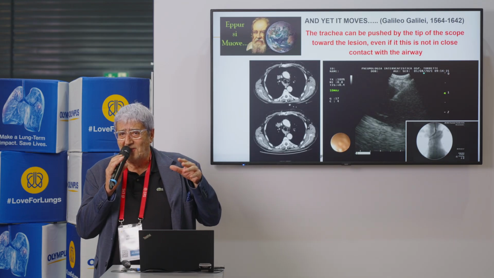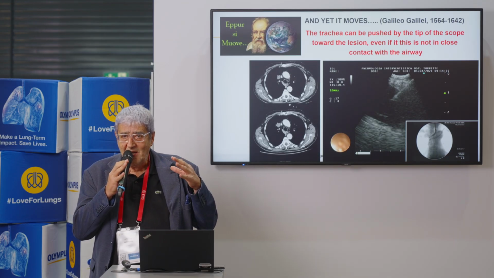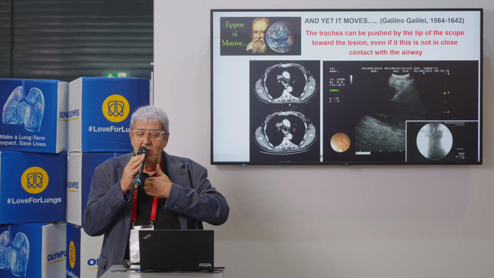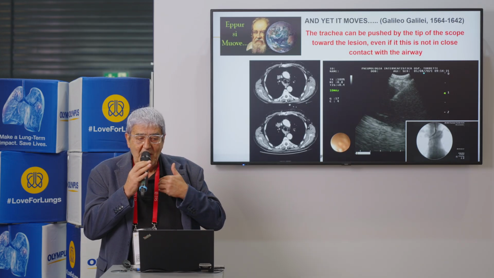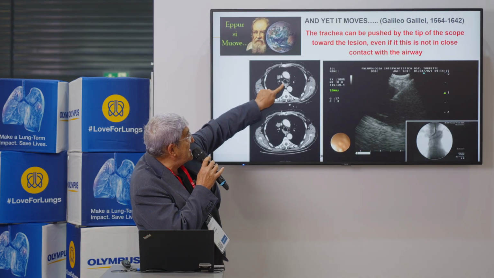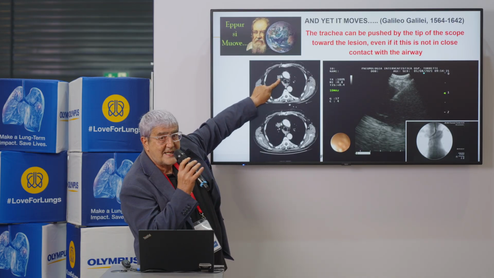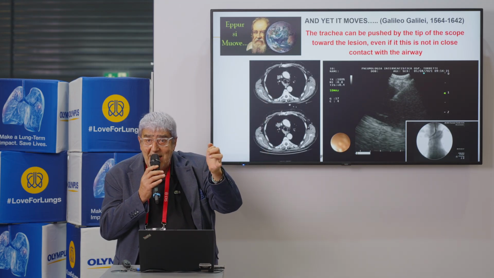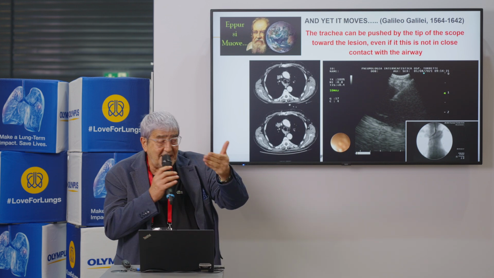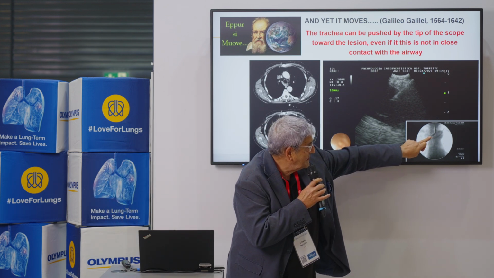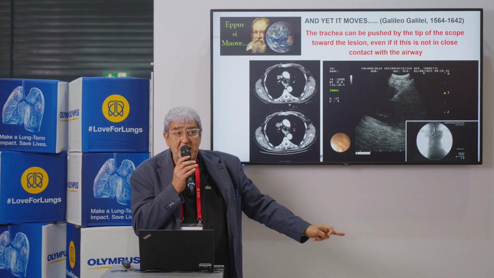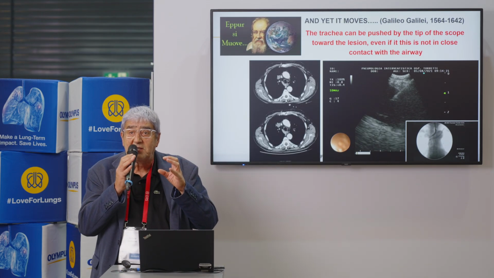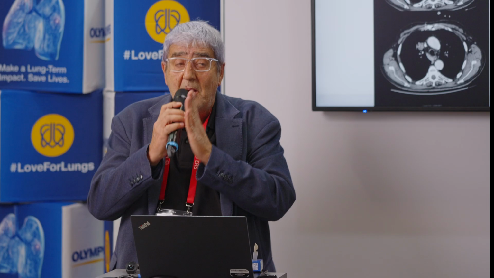And it referred to the earth that was moving. But also the trachea can be moved into the mediastinum. And if we have a lesion that is not in close contact, with more than 1 centimeter distance, we can push, we can bend the tip of the scope, we can bend the trachea, and we can visualize the lesion. Even if the lesion is not in close contact with the airways, please try. Bend the airways and try to take a sample.